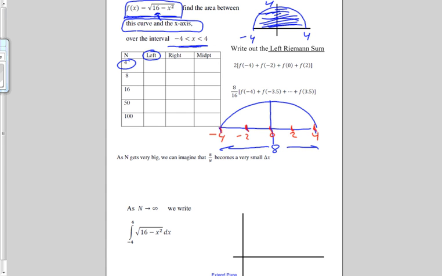And if I'm doing a left bound with n equals 4, then between -4 and -2 I would choose my left bound y value, and that's f of -4. For the next area, between -2 and 0, I'm choosing this y value, and that's f of -2. Between 0 and 2, I'm choosing f of 0, because that's my left bound. And between 2 and 4, I use my left bound again, that's f of 2.